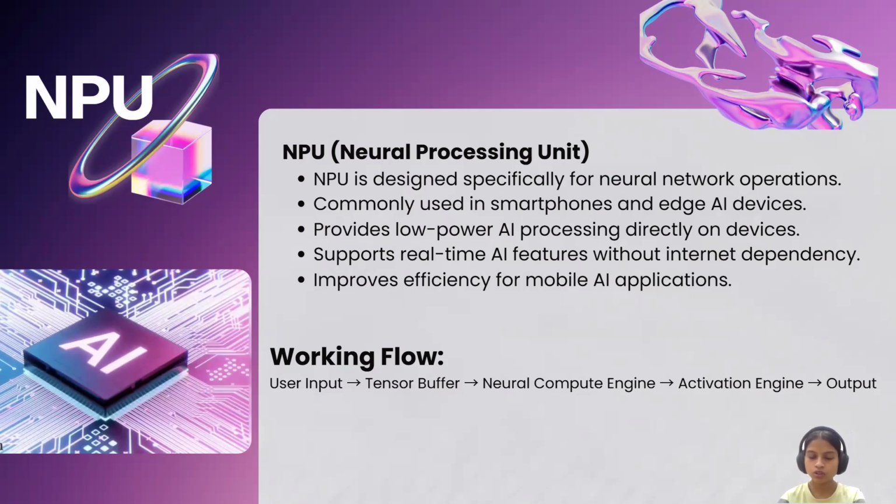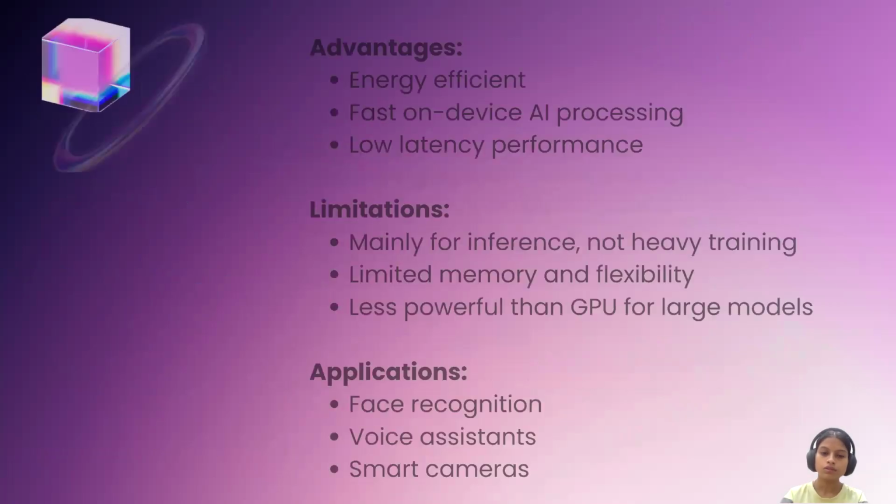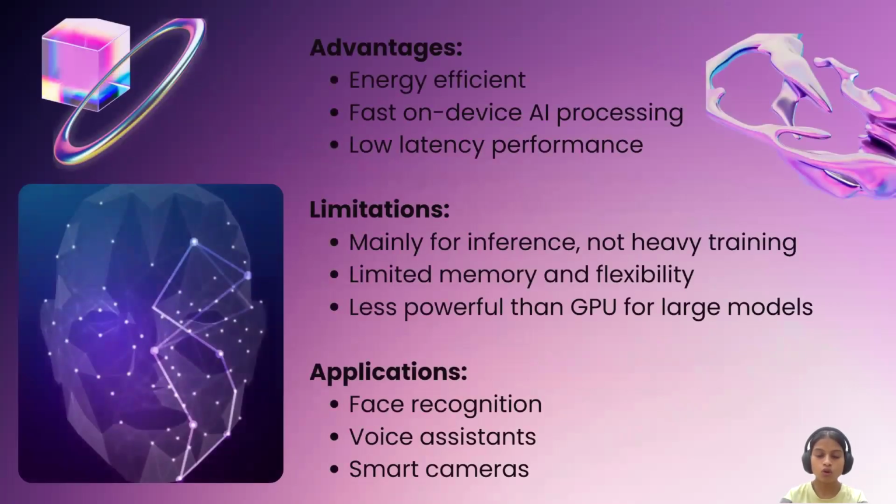User input, then tensor buffer, then neural compute engine, then activation engine, and then finally the output. Energy efficiency, fast on-device AI processing, and low latency performance are its advantages, but it also has limitations, such as being mainly used for inference, limited memory and flexibility, and being less powerful than the GPU for large AI models. Face recognition, voice assistants, and smart cameras are the examples.